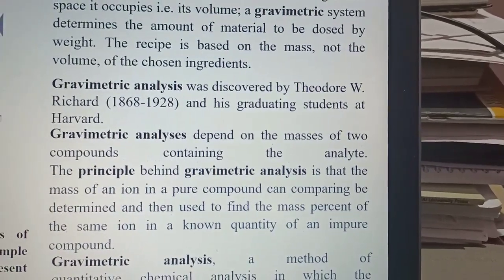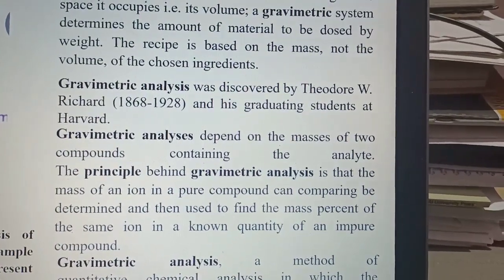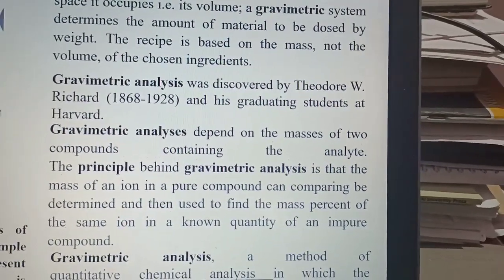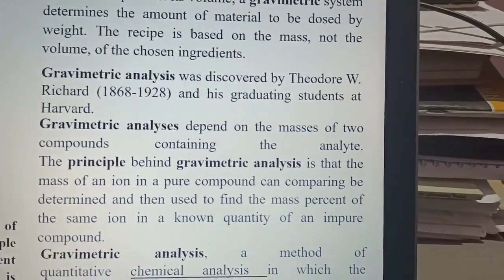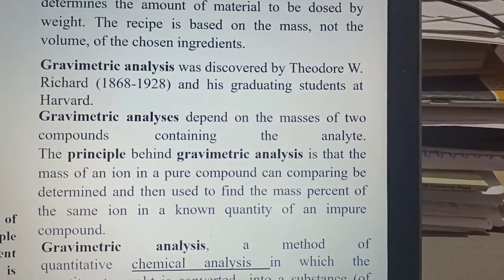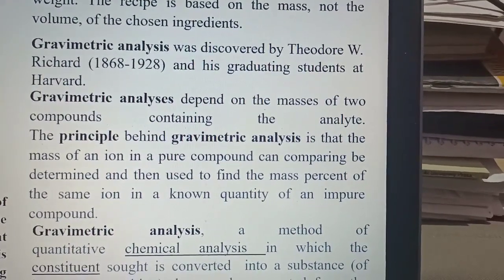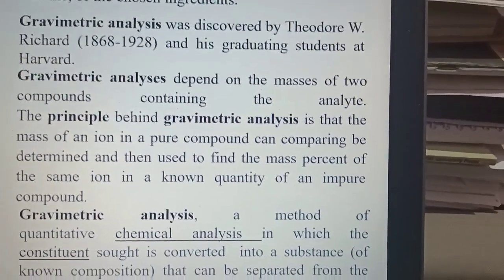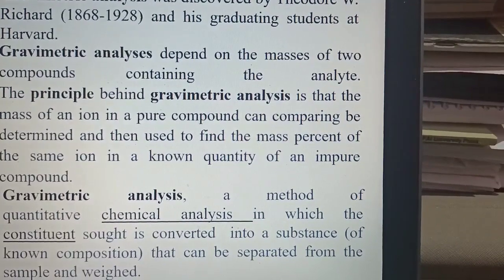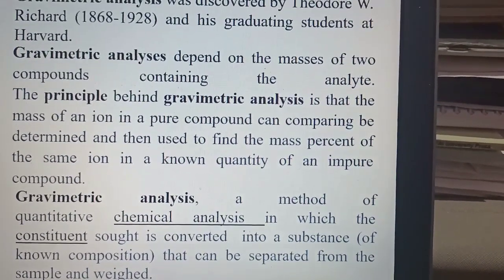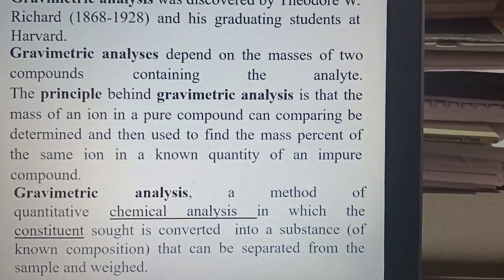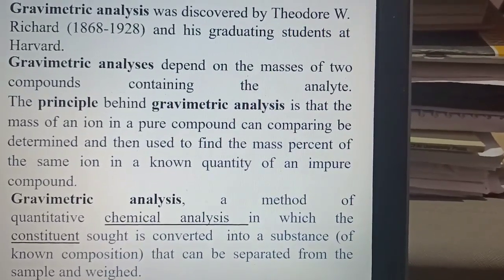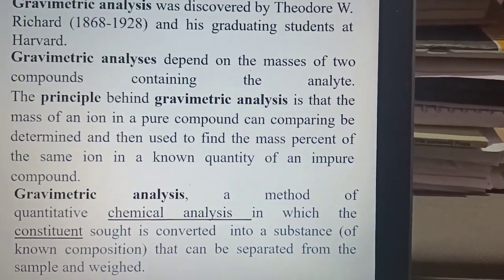Gravimetric analysis was first developed by Theodore W. Richards, who lived from 1868 to 1928. He was the first to give a concrete idea of gravimetric analysis. Gravimetric analysis also depends upon the mass of the two components containing the analyte. The principle behind gravimetric analysis is that the mass of an ion in a pure compound can be determined and then used to find out the exact mass of the component present in an impure sample.